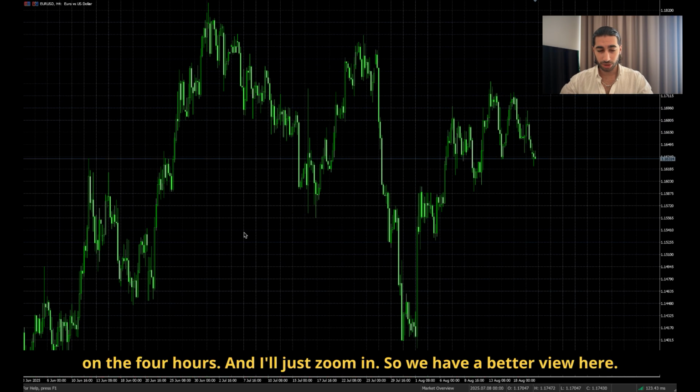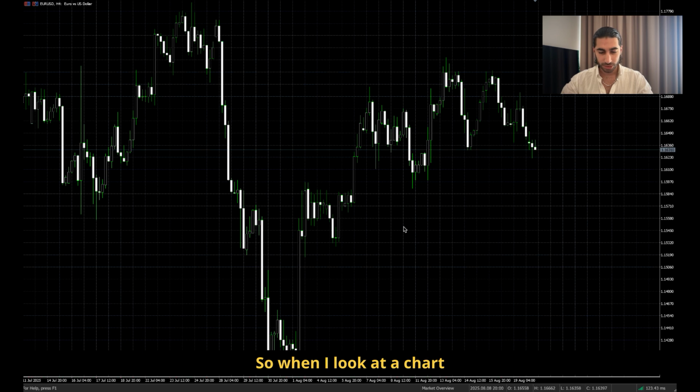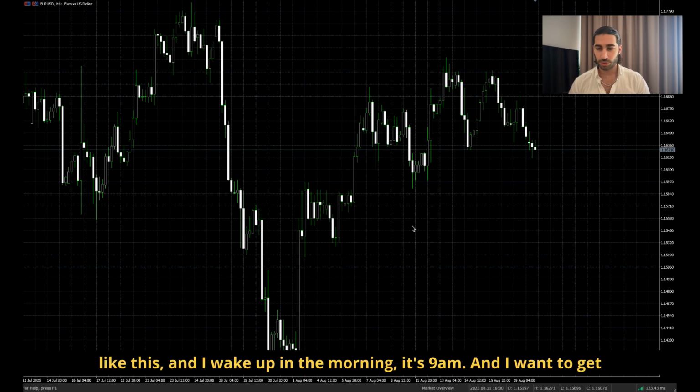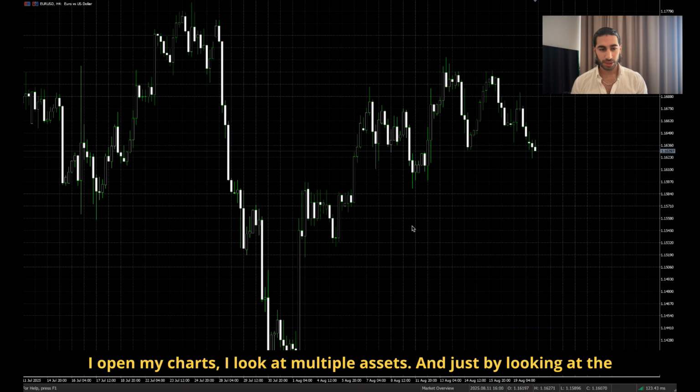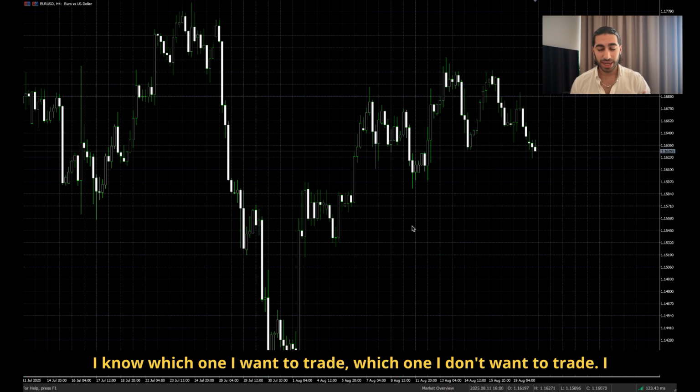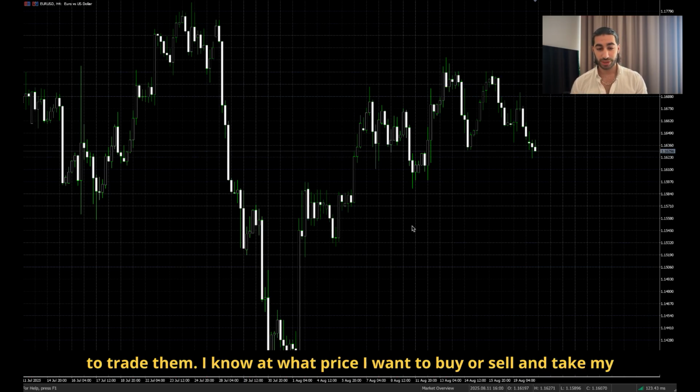So we are on the 4 hours, and I'll just zoom in so we have a better view here. So when I look at a chart like this and I wake up in the morning, it's 9 a.m. and I want to get into the market, I open my charts, I look at multiple assets, and just by looking at the chart of these assets, I know which one I want to trade, which one I don't want to trade. I know at which areas I want to trade them. I know at what price I want to buy or sell and take my trade.